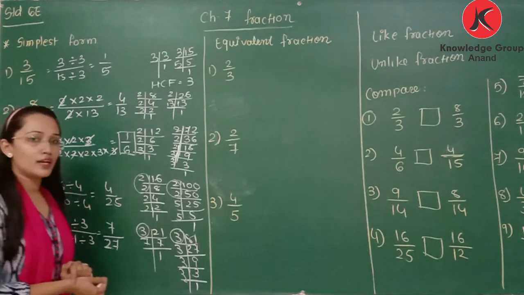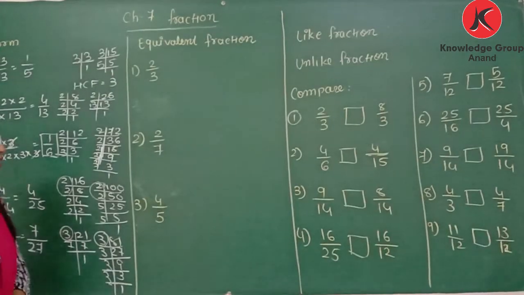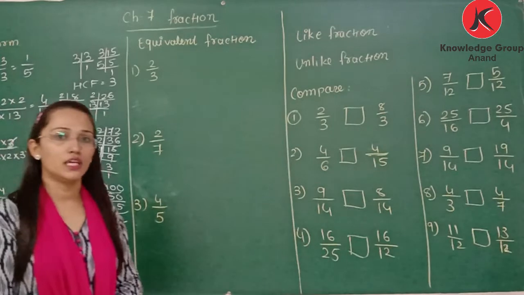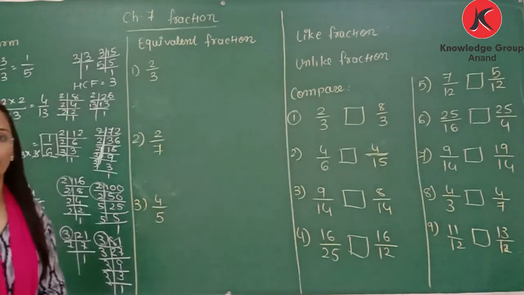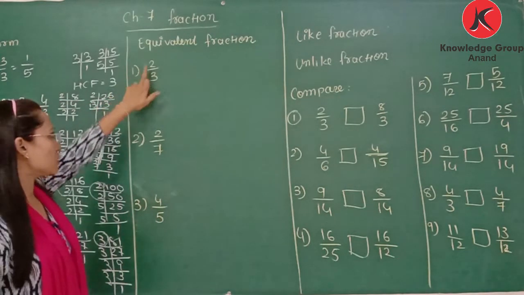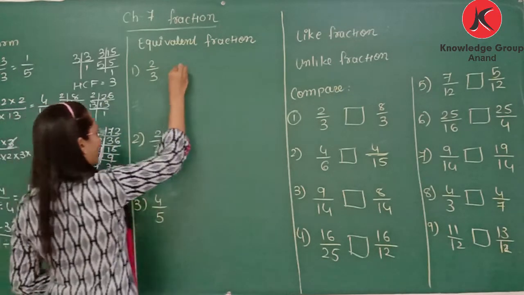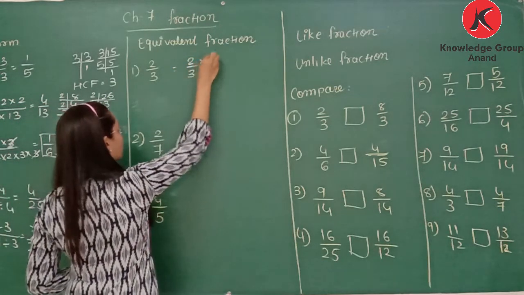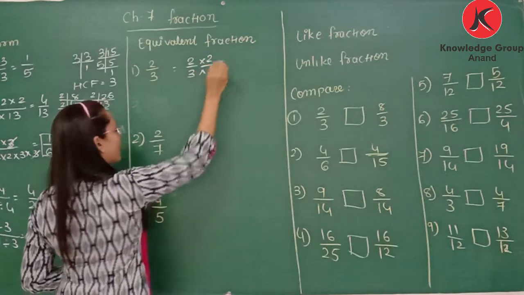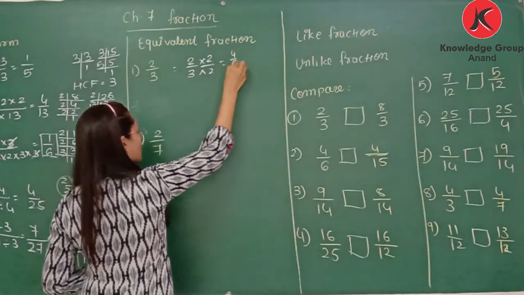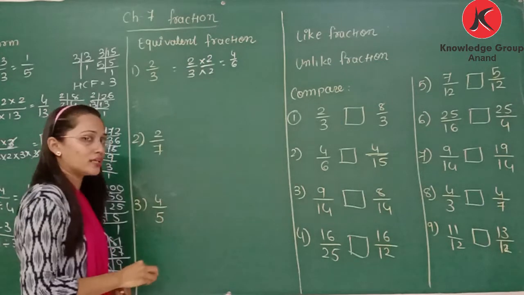Now equivalent fraction. If in an exam a question about equivalent fraction is asked, then what you need to do? Multiply the numerator and denominator of 2 by 3 with any number. So let's multiply 2 by 3 with 2 in the numerator and denominator. We will get 4 by 6, that is equivalent to 2 by 3.